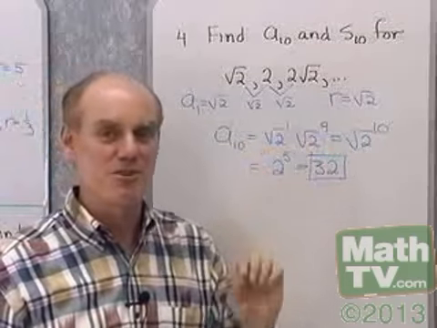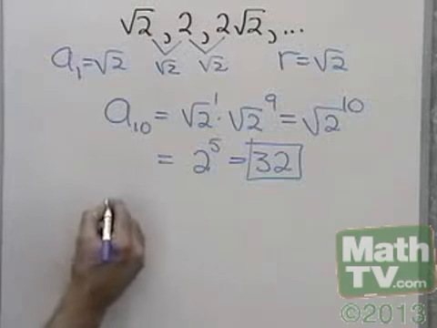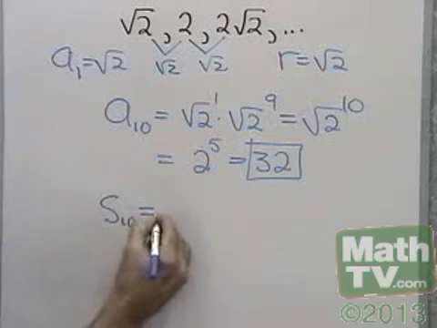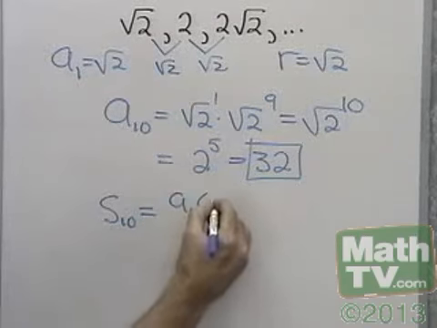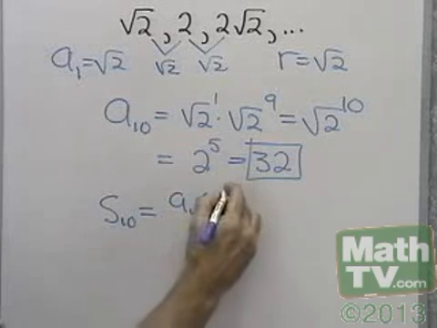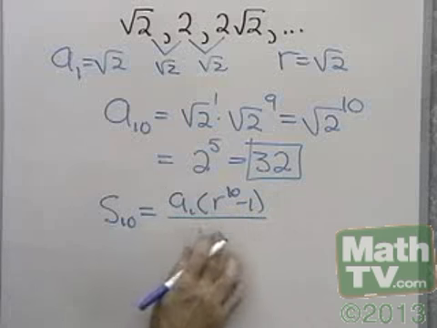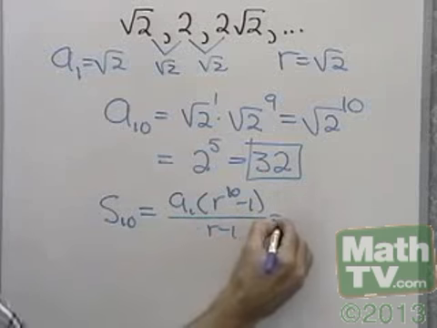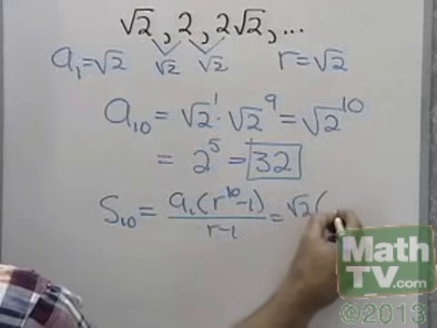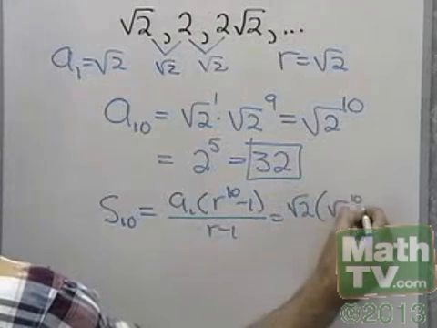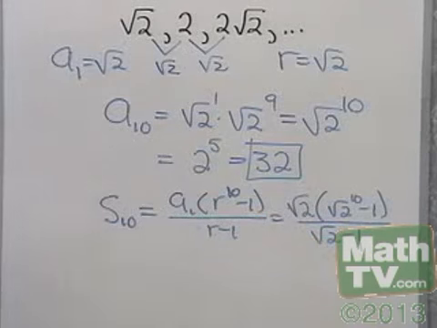Now, what I want to do next is find the sum of the first 10 terms of this progression. The sum of the first 10 terms, S sub 10, will be equal to the first term, A1, times R to the 10th minus 1, divided by R minus 1. So the first term is square root 2 times square root 2 to the 10th minus 1, all divided by square root 2 minus 1.